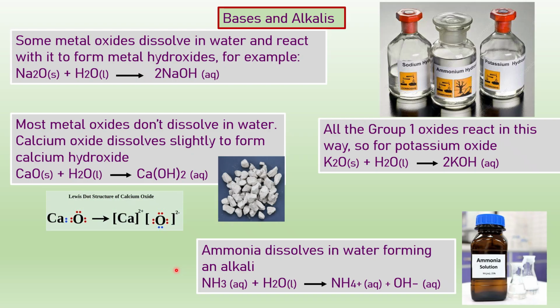What about ammonia? Ammonia is NH3, one nitrogen atom in a molecule and 3 hydrogen atoms in a molecule. When ammonia dissolves in water, it forms an alkali. Why? Because it forms NH4OH. NH4OH is ammonium hydroxide, and if it has a hydroxide ion, it is considered an alkali.